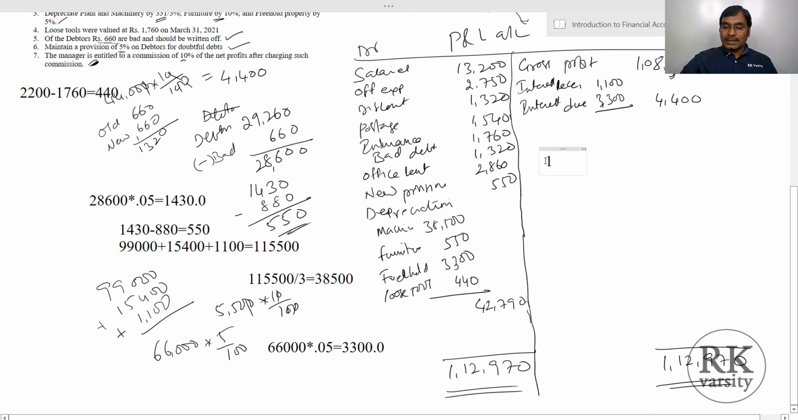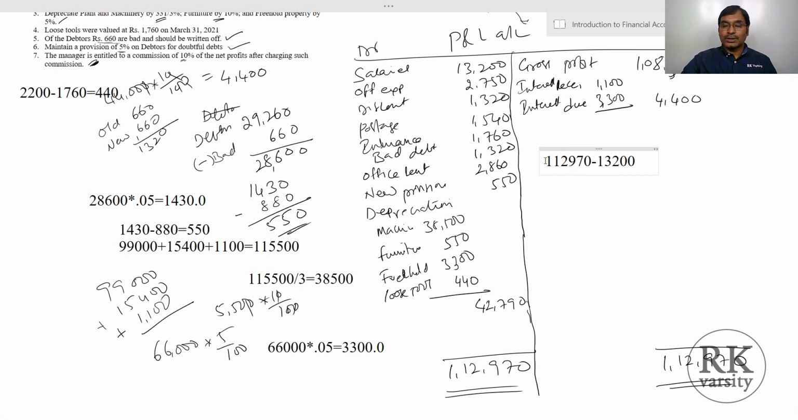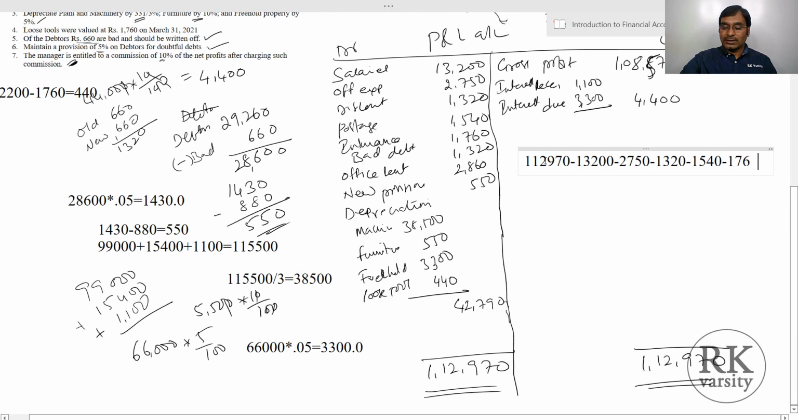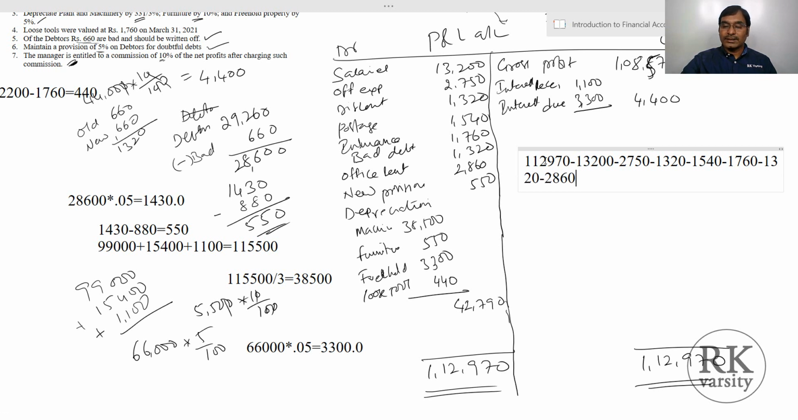So 1,12,970 minus 13,200 minus 2,750 minus 1,320 minus 1,540 minus 1,760 minus 1,320 minus 2,860 minus 550 minus 42,790. So this gives you 44,880.